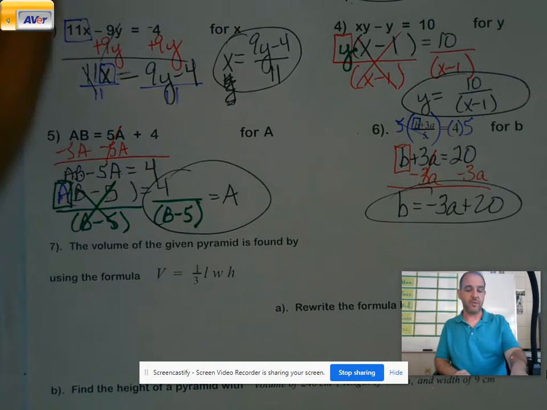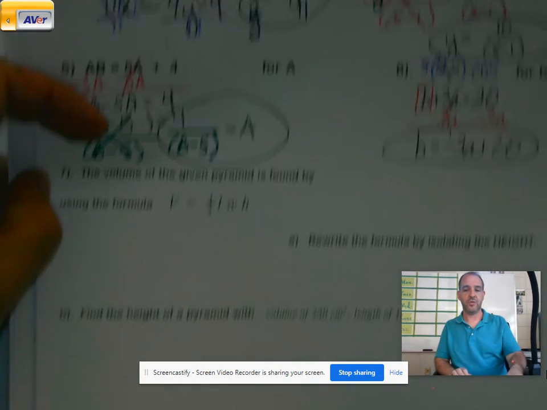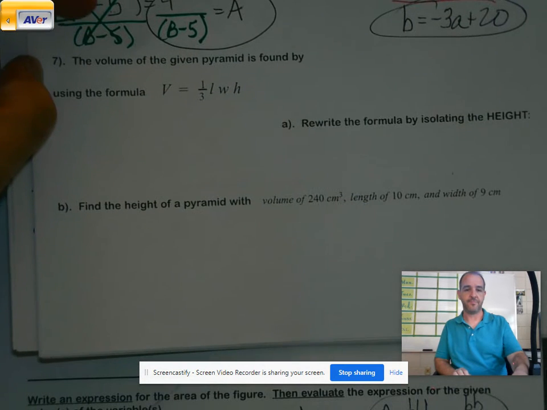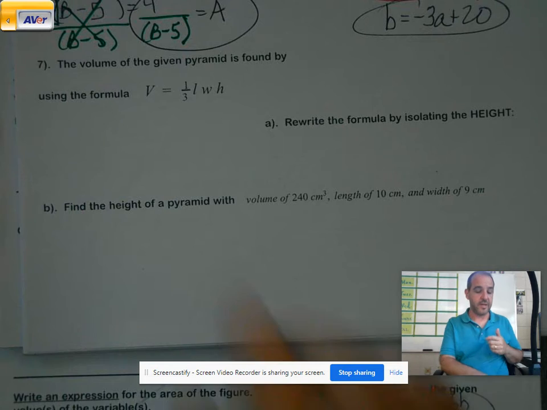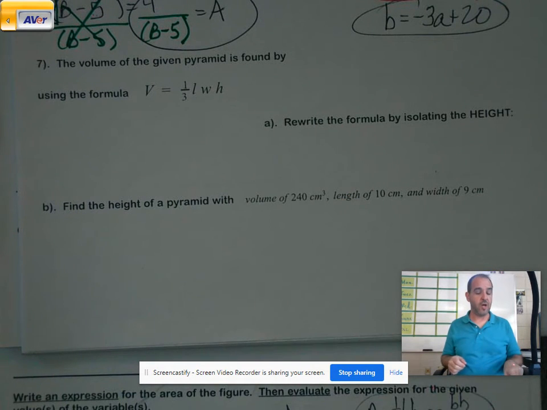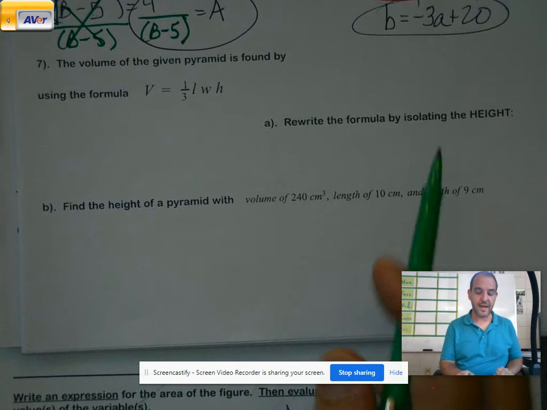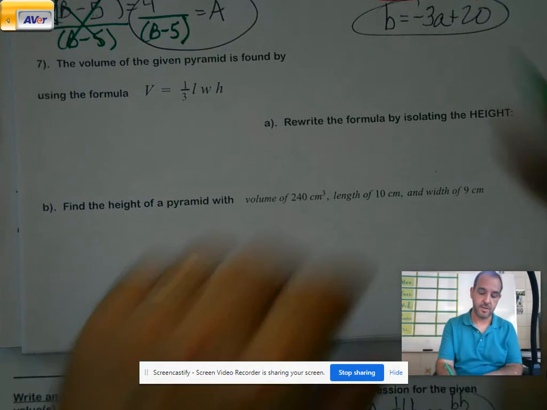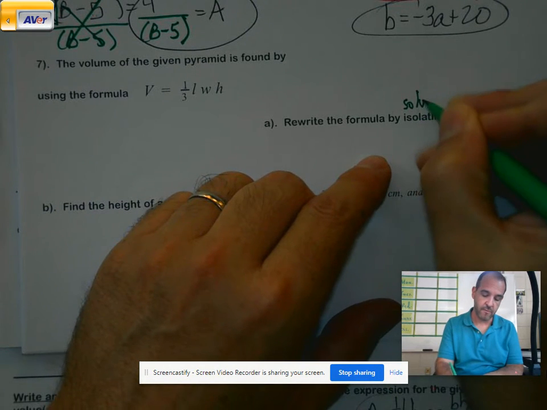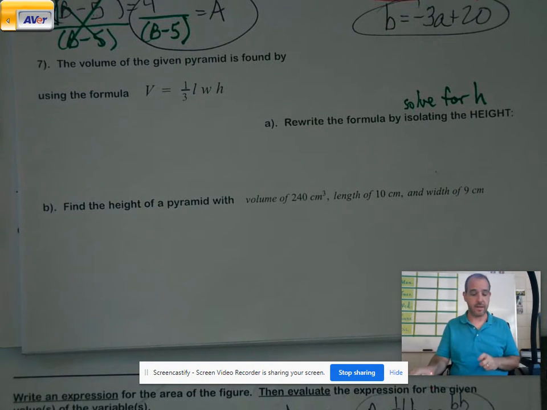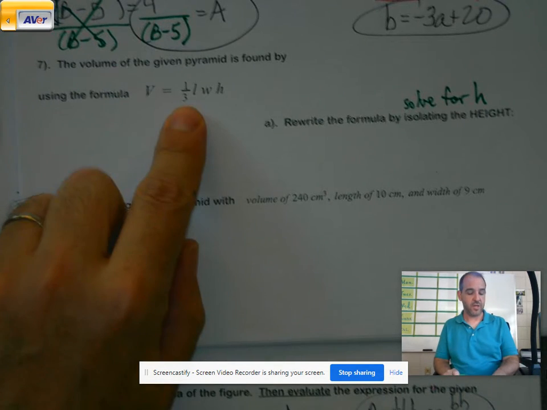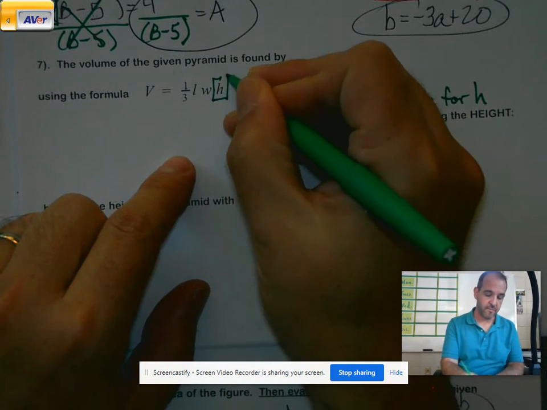So one example to be able to put this to use here, and then we'll get you a little practice in on your own as well. Okay, the volume of a pyramid is found by using the formula, and this is the formula for volume. Okay? First, rewrite the formula by isolating for the height. Solve for h is basically what we're saying. So we're going to take that equation, we're going to solve for h.